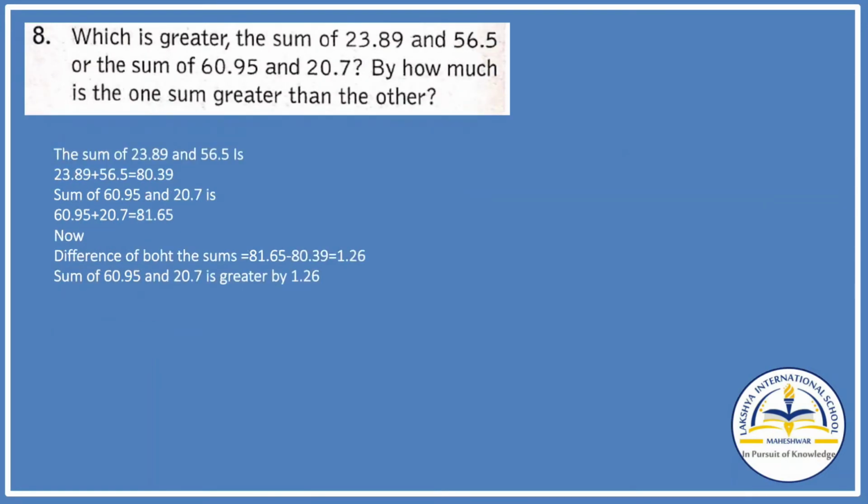Now question number 8: which is greater, the sum of 23.89 and 56.5, or the sum of 60.95 and 20.7? By how much is the one sum greater than the other? First you have to find the sum of these two numbers, and then the sum of these two numbers. You will get 80.39 and 81.65, and then you have to subtract them. So 81.65 minus 80.39, you will get 1.26 as the answer. By this much it is greater, that is 1.26.